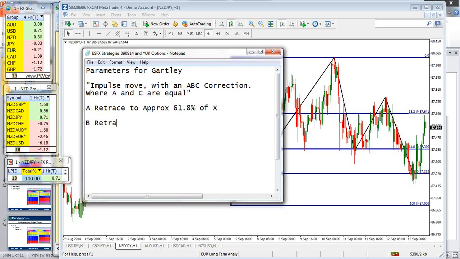We need the B to retrace between 38.2 and 88.6% of A, and then we need the C to retrace to 78.6%. Remember, this is kind of the discretionary piece of it. There are some Gartley traders that will trade off of different parameters, but this is one that's most commonly referred to as what we call a harmonic Gartley pattern. And then we have the entry level at 78.6.